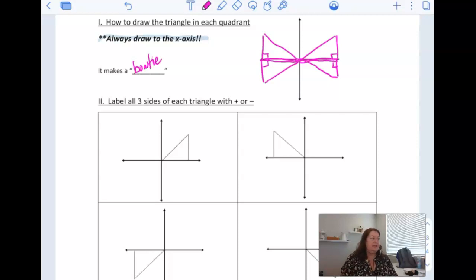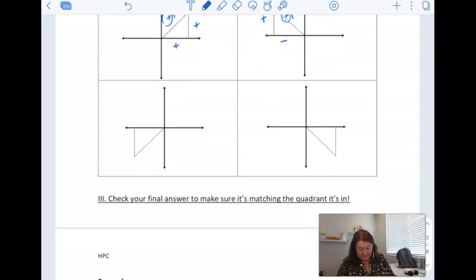Next one says, okay, let's label all three of the sides, which is pluses or minuses. All right, so that just means that this would be a plus, this would be a plus, and radius is always a 1, so it's also always a plus. This would be a minus and a plus, and this is a positive 1, so always a plus. On our next one, we'd have a minus and a minus, always a plus for the radius, and plus and minus, and always positive for the radius.